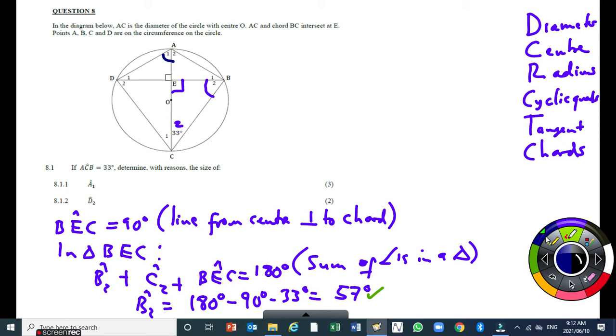So that's what you're supposed to do. Then 8.1.2, that is calculating D2. Now, there is more than one way to calculate D2.